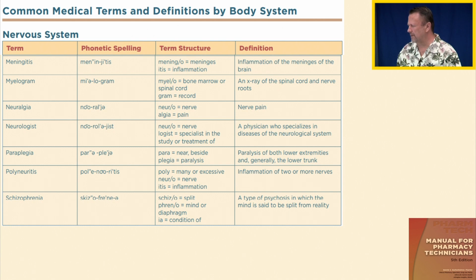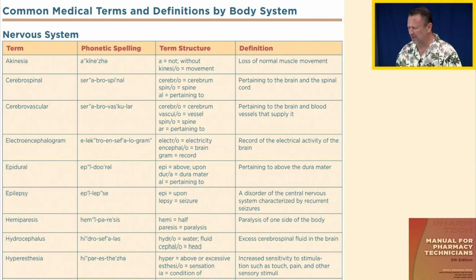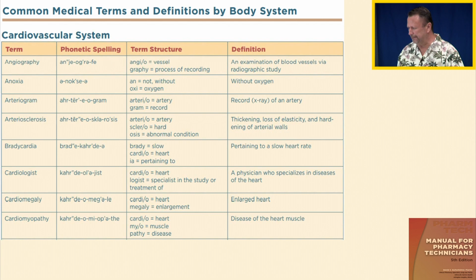Schizophrenia comes from the term the mind is split. This is not multiple personality. This is something that we'll talk about. And paresis means weakness. Plegia means paralysis. And so we'll have to correct this slide for them.